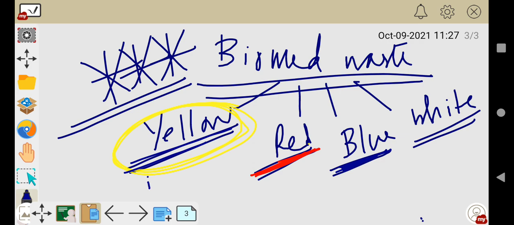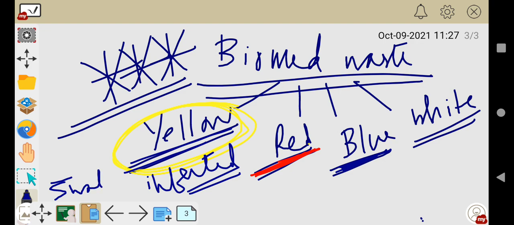Yellow is mainly for infected things, right? Like this year in NEET, a throat swab came. The swab we will throw in yellow because it is infected, okay? So all infected materials, like placenta, throat swab, blood or blood-related products, everything we will throw in yellow, correct?